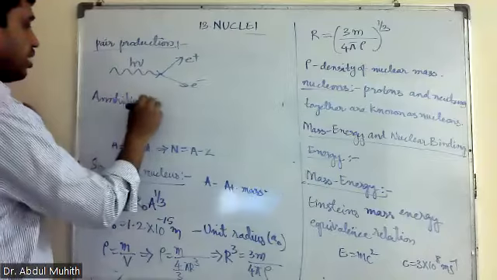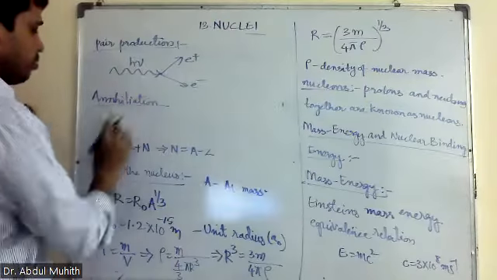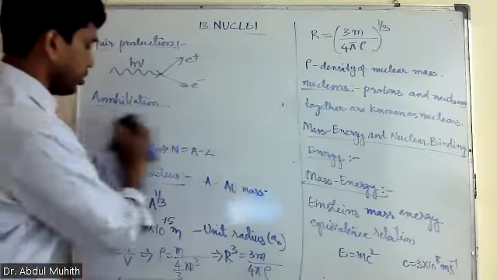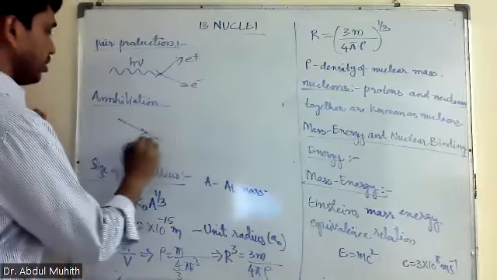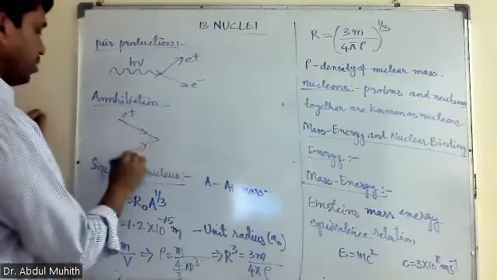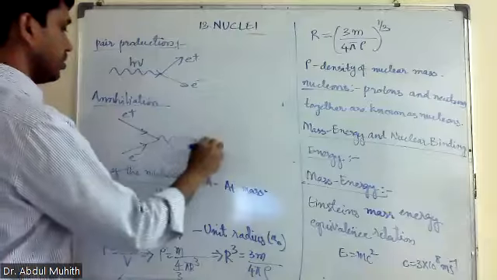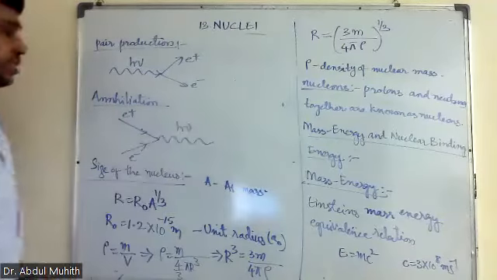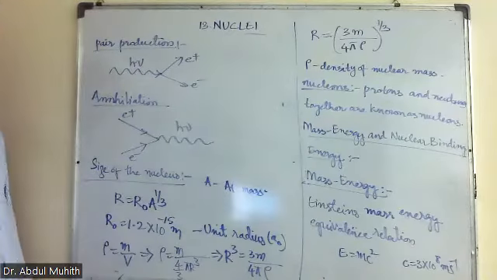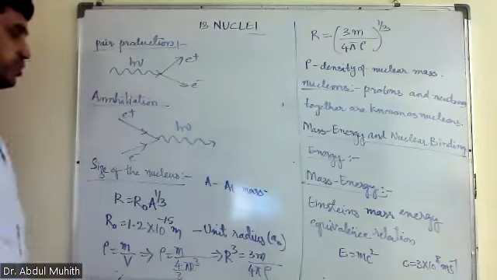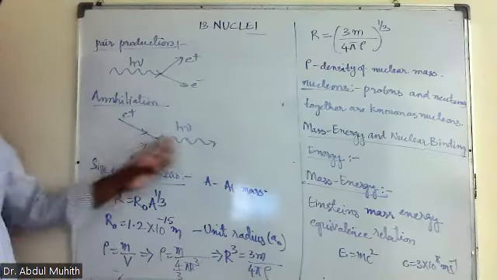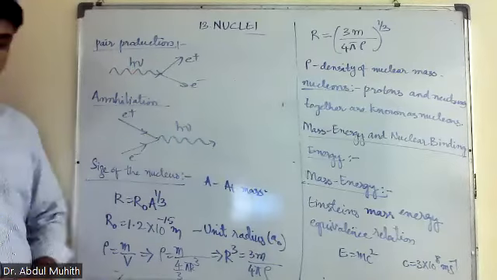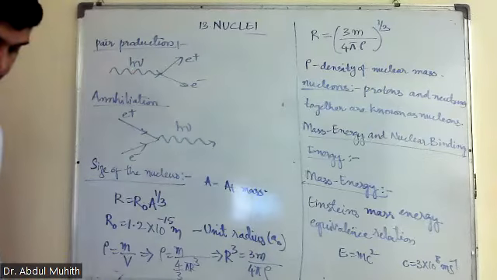In the annihilation process, what happens? A positron and an electron come together. E plus and E minus come together, and what happens? H nu is formed. Is that clear? Electron and positron come together and h nu is formed. That means energy formation takes place in annihilation. So here mass is converted to energy, and there energy is converted to mass. This is a simple example to demonstrate this.